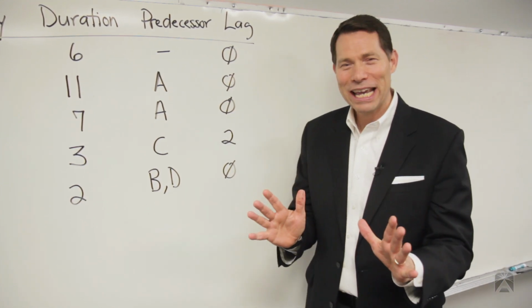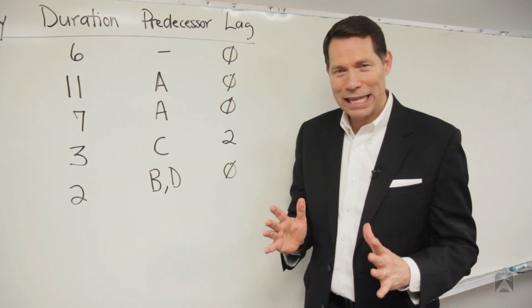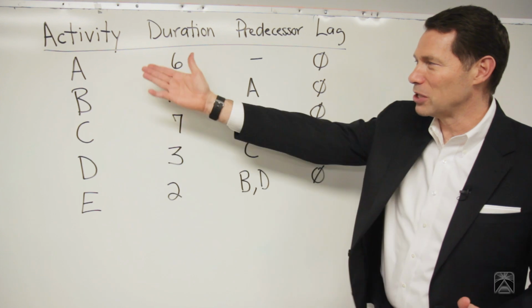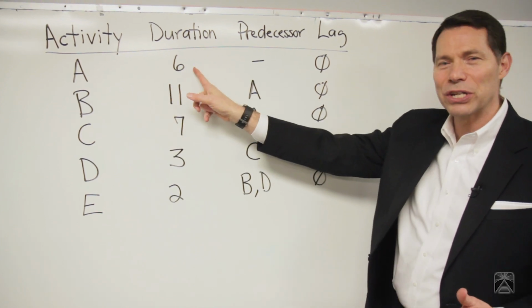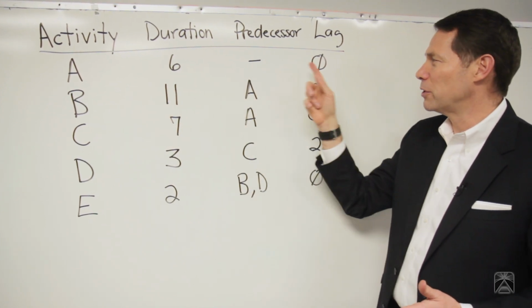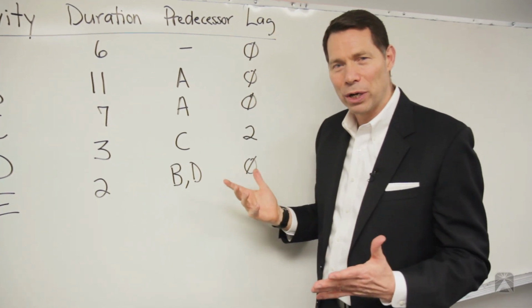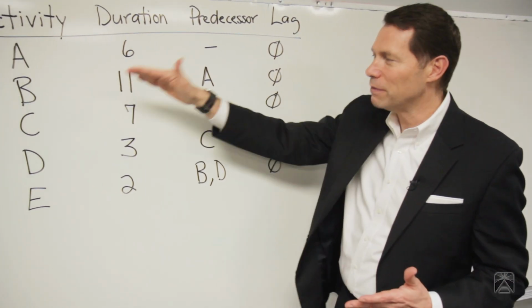Here's how it's going to work: you're going to get a table that looks something like this. It'll say, here are the activities. I've got them as letters. Activity A has a duration of 6, there's no predecessor to it, and there's no lag. On the exam, you may not get the lag column, but I want to show you how that works just in case you do. And then we've got activities B, C, D, and E.